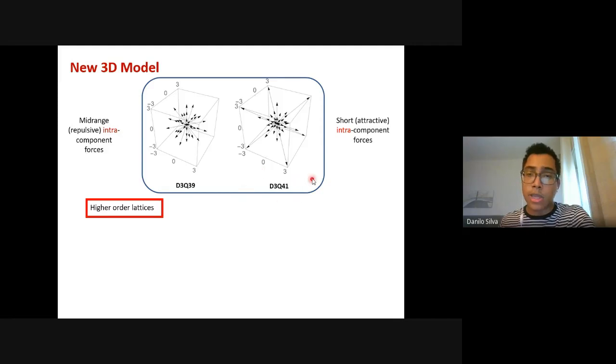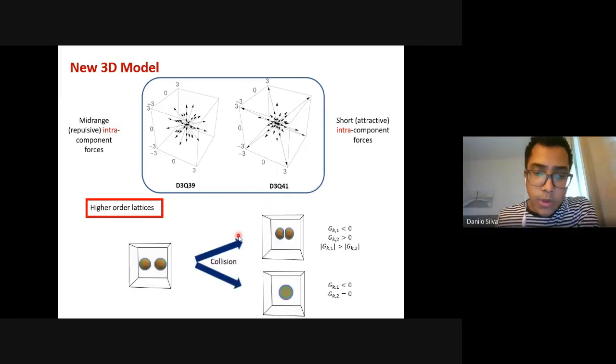So a higher-order lattice tends to reduce the spurious velocity at the interface. Again, I show you here two snapshots, now in 3D, using similar parameters of G, where we collide the droplets. And again, we can see that we are able to have two different types of droplets that repel each other. So this allows us to go to 2, 3, and many more droplets, a large number of droplets.